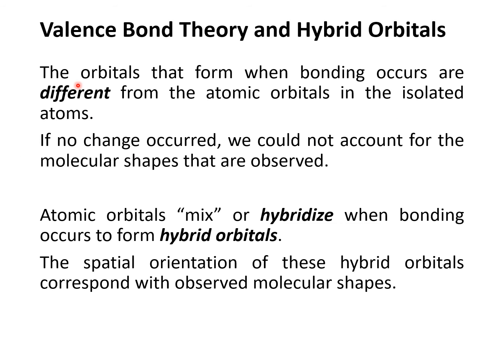It is important to note that the orbitals that are formed during bonding are different from the atomic orbitals that they originate from. This is because the atomic orbitals do not have the correct orientation for the molecular shapes and geometries that are experimentally observed. The atomic orbitals that we start with mix or hybridize when bonding occurs to form hybrid orbitals. The spatial orientation of these hybrid orbitals corresponds with the observed molecular shapes.